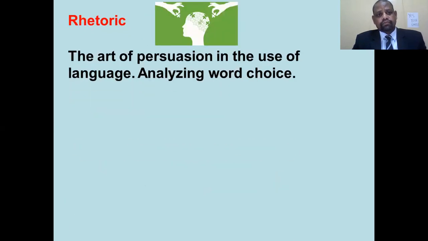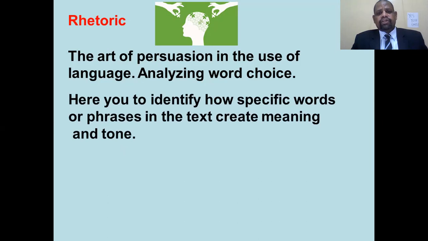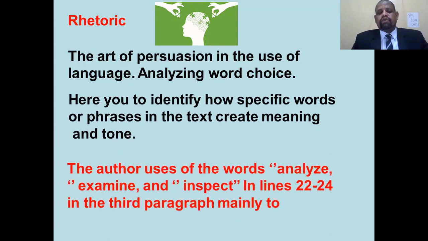Rhetoric. It is the art of persuasion in the use of language. What is the author trying to tell you and how does he use words and phrases to persuade you of something? You need to identify how specific words or phrases in the text create meaning and tone. The author's use of the words analyze, examine, and inspect in lines 22, 23, 24, in the third paragraph, mainly does what? Why?